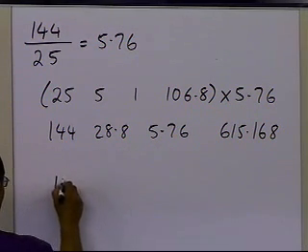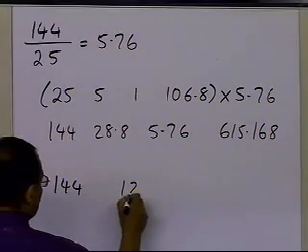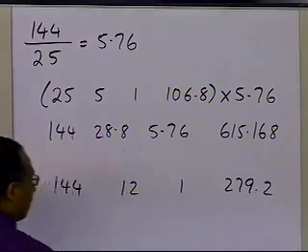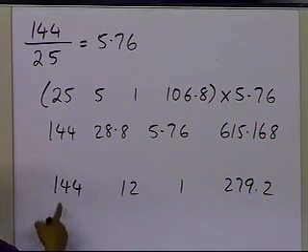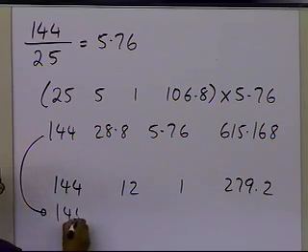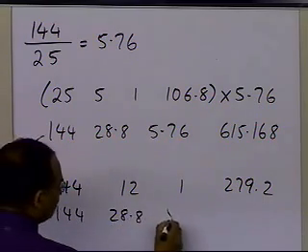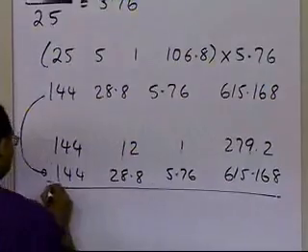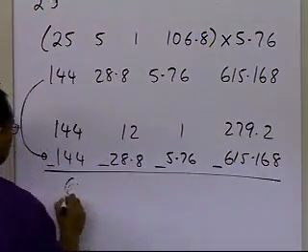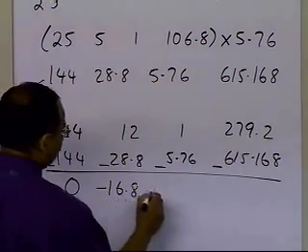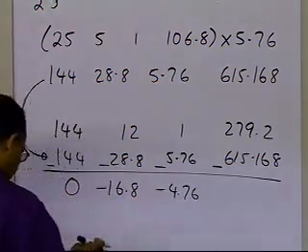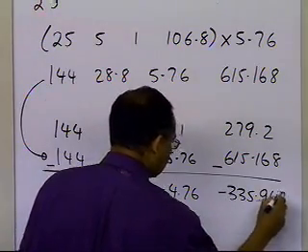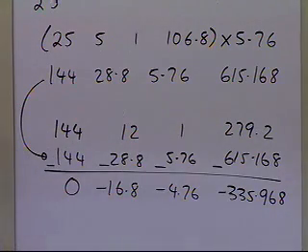So I'm going to write my equation 3 here, which is 144. The elements are 144, 12, 1 of the coefficient matrix, and 279.2 is the right-hand side element of the third equation. And now I'm going to take this and write it down underneath it so that I can subtract it. So I subtract it, and what I get is 0, minus 16.8, minus 4.76, and minus 335.968. So that's what I get as the third equation.